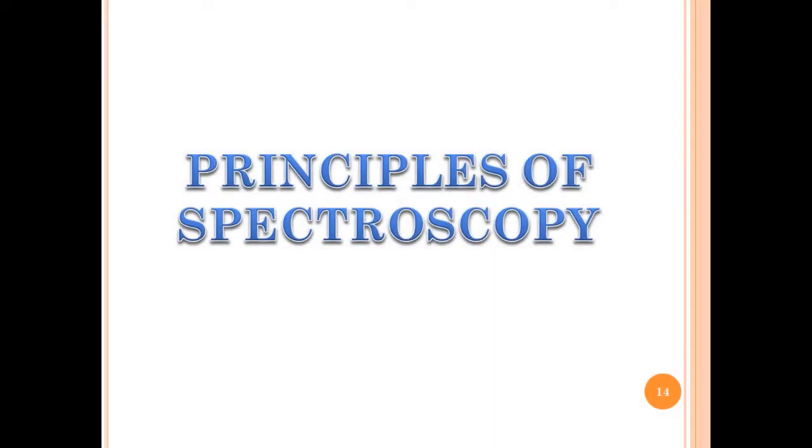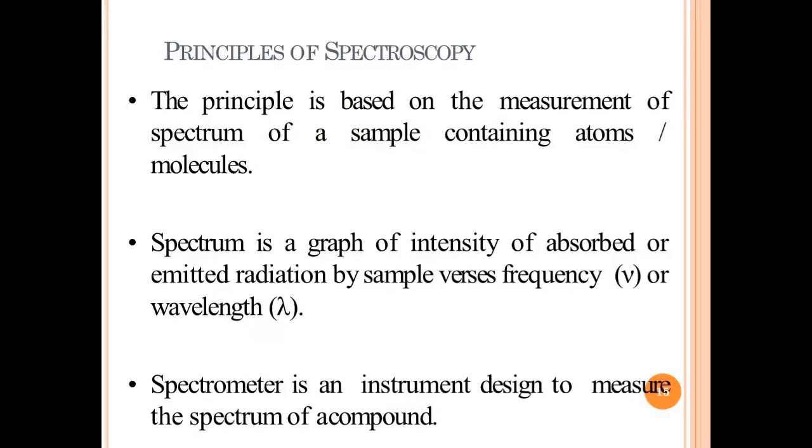So what are the principles of spectroscopy? The main principle is based on the measurement of the spectrum of a sample containing atoms or molecules. Already I have mentioned what exactly a spectrum stands for. A spectrum is the arrangement of frequencies, wavelengths or wave numbers. That's what is written below. A spectrum is a graph of intensity of absorbed or emitted radiation by a sample versus frequency or wavelength.